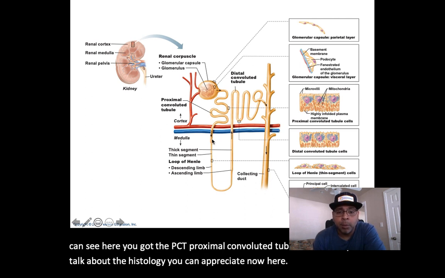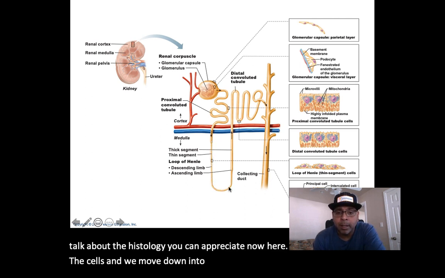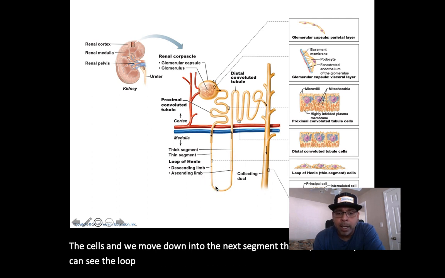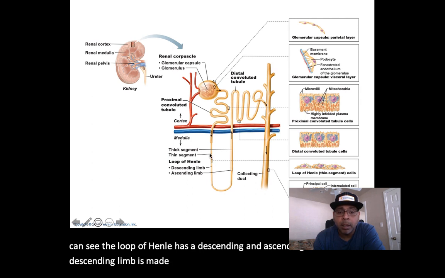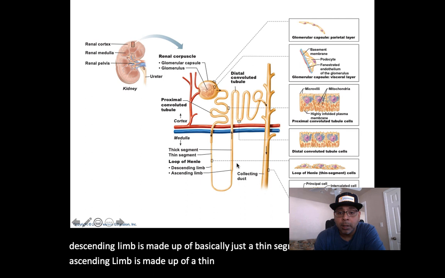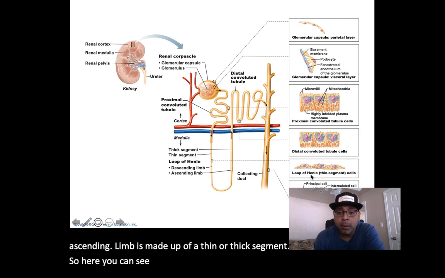the cells, and we move down into the next segment, the loop of Henle. You can see the loop of Henle has a descending and an ascending limb. The descending limb is made up of basically just a thin segment, while the ascending limb is made up of a thin and a thick segment. So here you can see the thin segment. Here we can appreciate it, you can see very nicely.